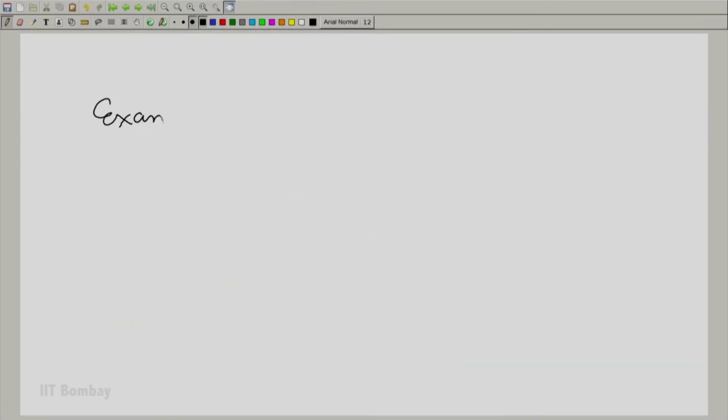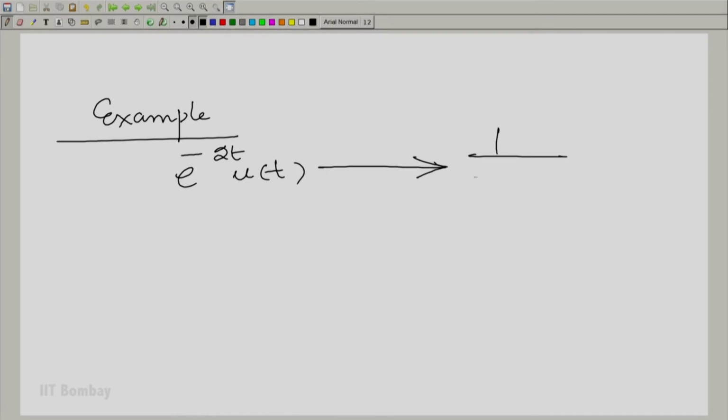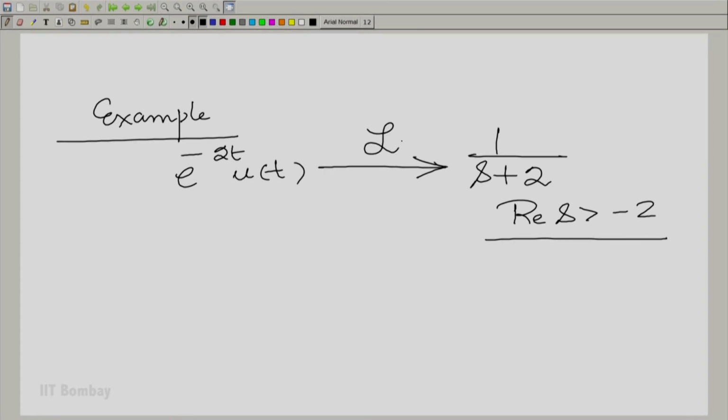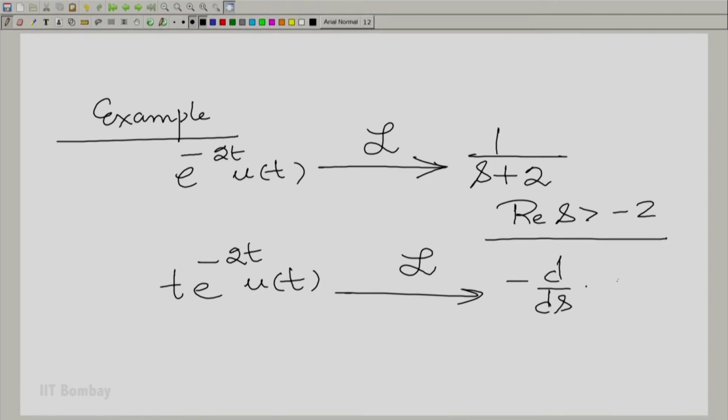Let us take an example. Let us take e raised to the power minus 2t u of t for a change, not plus 2t. We know its Laplace transform. Its Laplace transform is 1 by s plus 2 with a region of convergence, real part of s greater than minus 2. What is the Laplace transform of t times this? The answer would be the negative of the derivative of this expression with essentially the same ROC, essentially real part of s greater than minus 2. Here we do not need to worry.